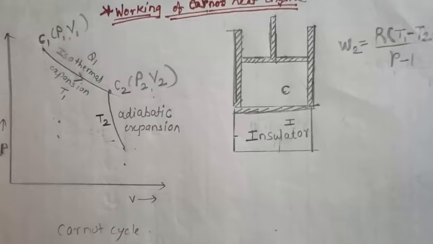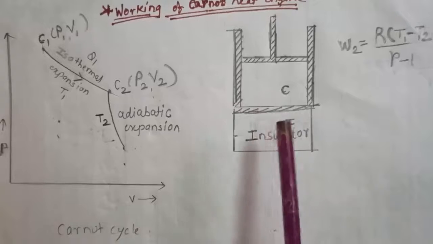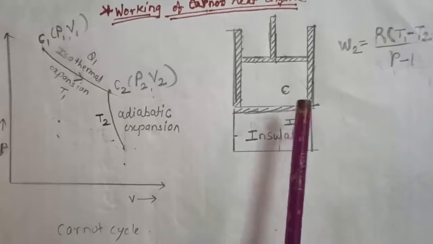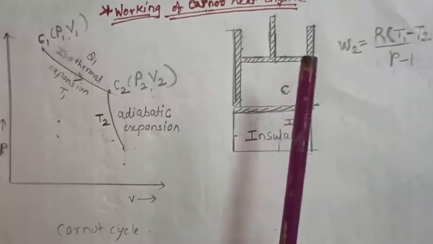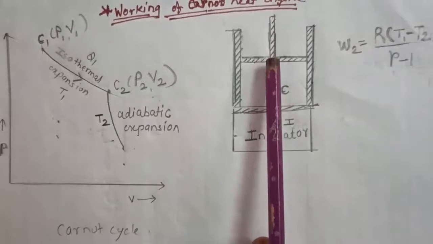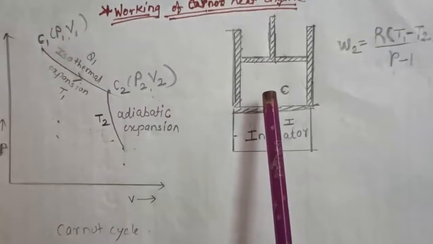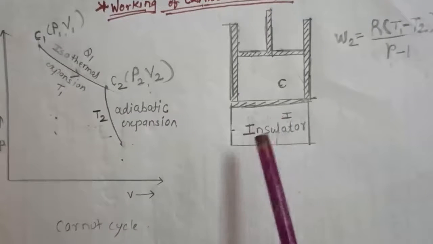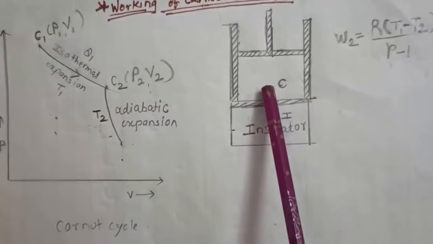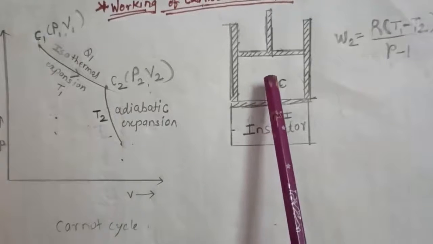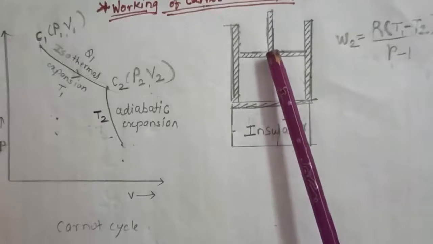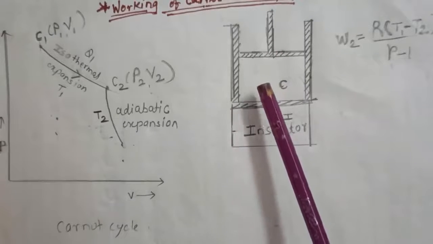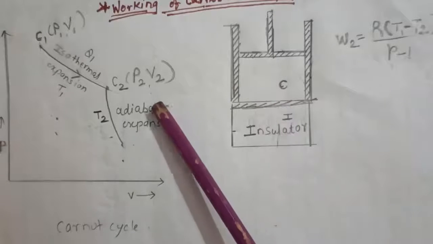Step second, adiabatic expansion. The cylinder is placed on insulating stand I. Then all sides of the cylinder are made up of insulator. The cylinder is fitted with an airtight and movable piston. When the cylinder is placed on the insulator, the working substance inside the cylinder undergoes adiabatic change, that is adiabatic expansion. The pressure on the piston is so adjusted that the working substance undergoes adiabatic expansion.